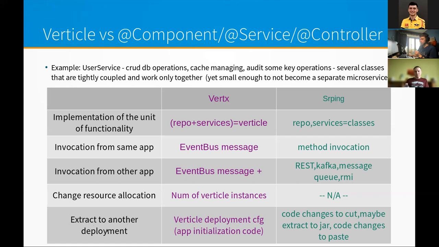This is what I've just talked about, but from a different perspective: extracting exactly to another deployment. So for example, this goes even somewhere far, to another team, for example. Still, you have to do that code change with Spring. No way the framework allows that. And with Vert.x, yeah, you can do that, but probably you have to change app initialization code, which you don't have an out-of-the-box solution for, which you wrote yourself. But yeah, it's still initialization code, deployment code, so it's boilerplate code.